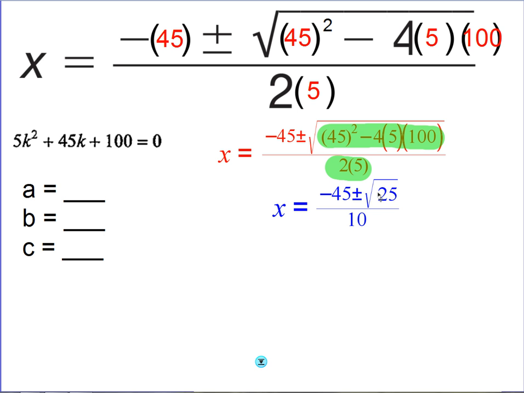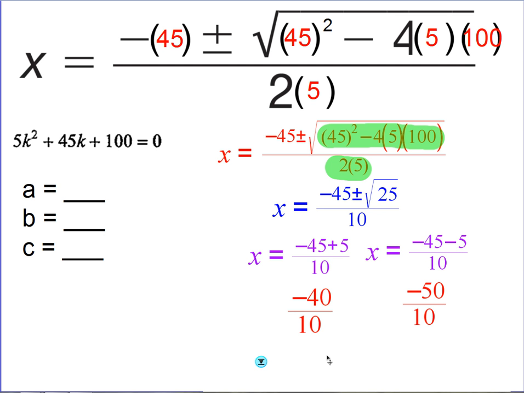Then I'm going to take 25 and do the square root. But there's a positive and a negative square root to 25. It's both a plus 5 and a minus 5. The negative 45 and the 10 both just come down. So I've split it into its two parts, one with a positive 5, one with a negative 5. And then I'm just simplifying. So negative 45 plus 5 is negative 40. Negative 45 minus 5 is negative 50. And my answers are negative 4 and negative 5.